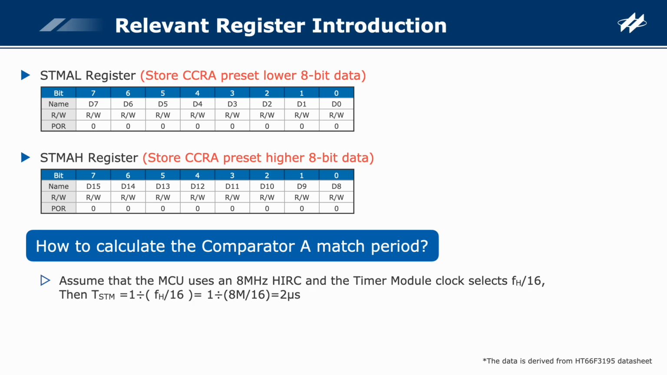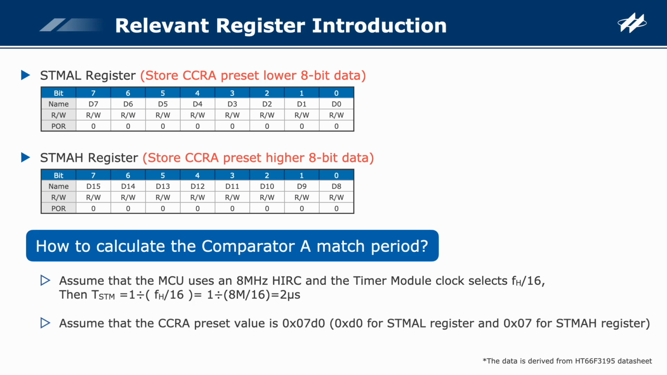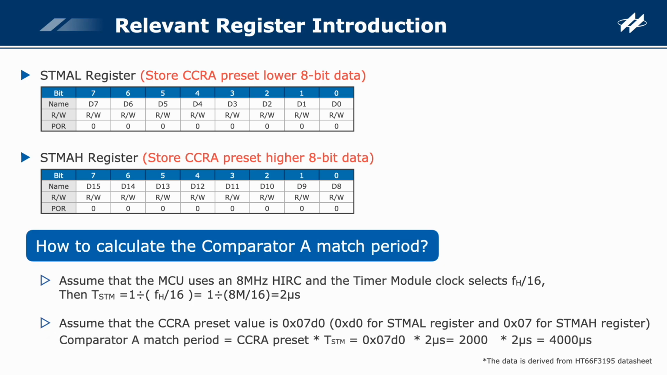Assume that the MCU uses the internal high-speed clock oscillator and the division ratio of the timer module clock is selected as 16, the unit counting period is 2 microseconds according to the formula. Assume that the CCRA preset value is hex 07D0, that is, the STMAL register is set to hex D0 and the STMAH register is set to hex 07. The comparator A match period is 4000 microseconds according to the formula.